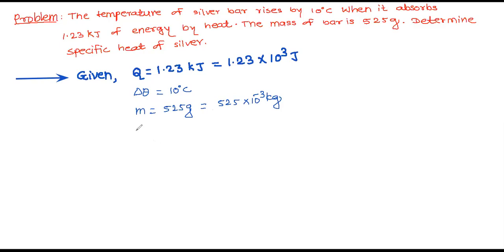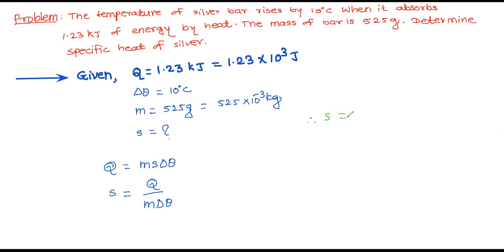And what is he asking? Yes, S is equal to question mark. So what is our formula? Q is equal to m S delta theta, and nothing but that, S is equal to Q by m delta theta. Substitute all the values. So what are you getting?